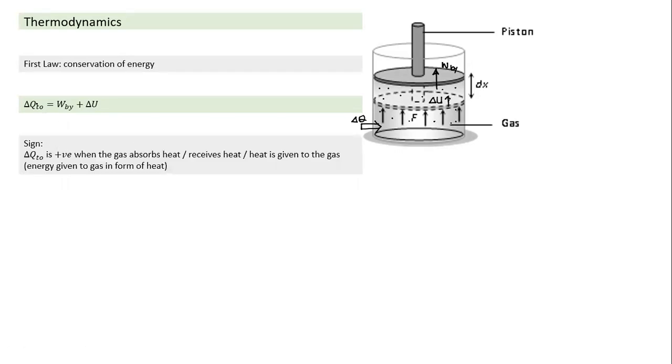So what is the sign convention for delta Q? In physics, whenever heat is given to the gas, that is taken as positive. What wordings can we use? We can say delta Q is positive when the gas absorbs heat. The wording could be when the gas receives heat or heat is given to the gas. All mean the same thing. In this case, the gas is receiving heat energy, and energy given to the gas in the form of heat will be positive. And when heat is taken away, delta Q becomes negative. How about work done?